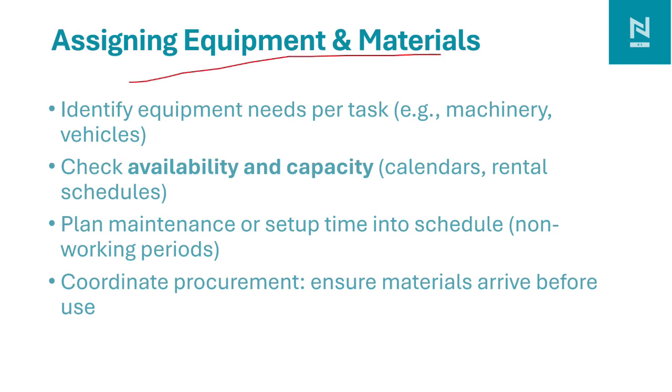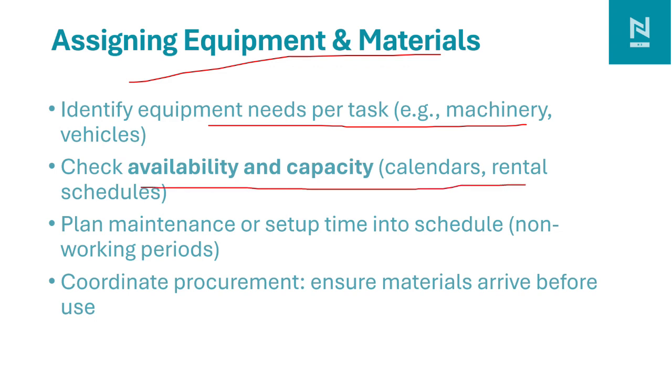Assigning equipment and material. We need to identify the equipment needed for tasks, machinery or vehicles. Without the machine, the task cannot be completed. We need to check its ability and capacity, its calendar, and the rental schedule for when it can be available. We also need to include maintenance and setup time in the schedule as non-working periods. For example, periodic maintenance or setup needs to be considered in our project schedule.